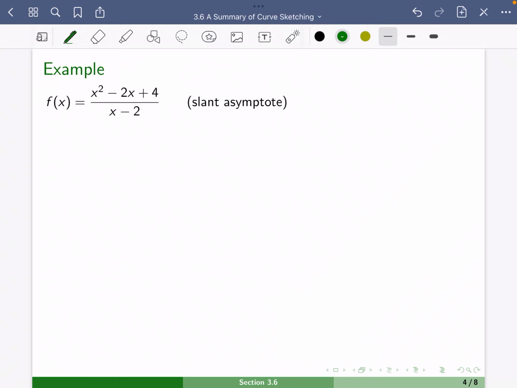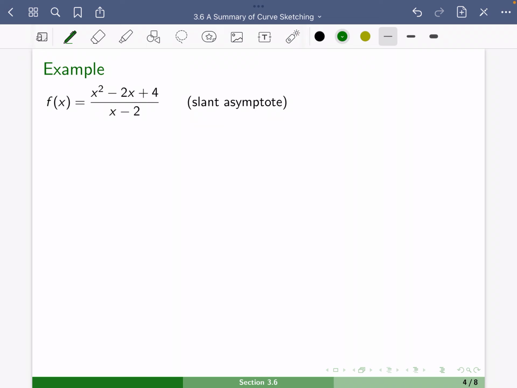In this video, we're going to take a look at another curve sketching example. Here, our example is f of x equals (x squared minus 2x plus 4) over (x minus 2). The note over here does say that we have a slant asymptote.